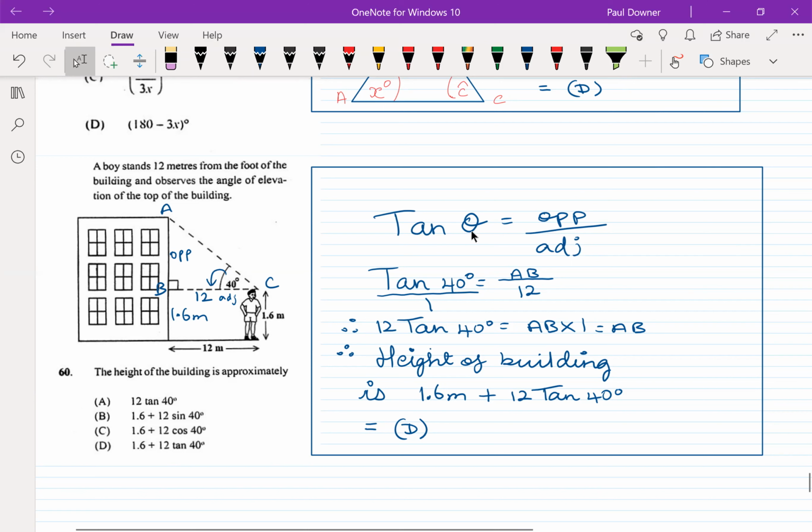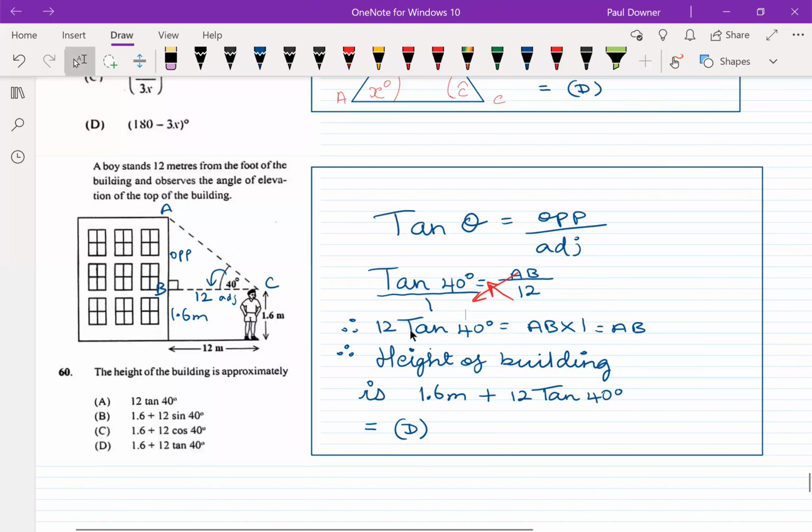So you write tan theta, or tan 40, is going to be equal to opposite over adjacent. Opposite is AB, adjacent is 12. So tan 40 is AB over 12. I put that over 1 and I cross multiply. So tan 40 times 12 is equal to AB times 1, or 12 times tan 40 is equal to AB times 1. You could do it any way, but of course, cross like that. Of course, AB times 1 is AB.